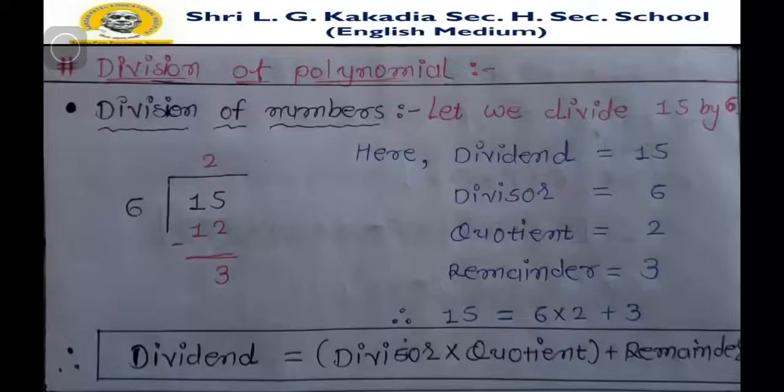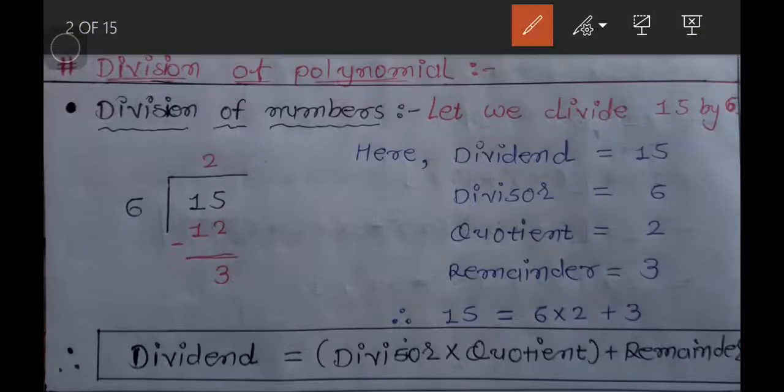Before understanding division of polynomials, first we do division of numbers. We use the division rule for numbers, as you know. So first we divide 15 by 6. If you want to divide 15 by 6, we put 15 here and divide it by 6. 6 2s are 12, then we subtract 12 from 15, and the remaining part is 3.